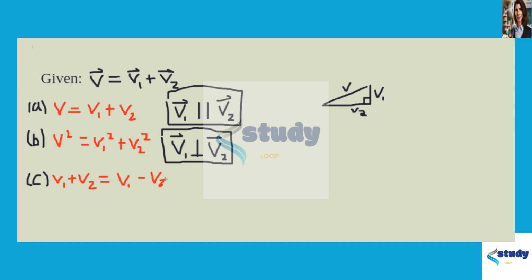Okay, now for v1 plus v2 to equal v1 minus v2, the only way that can be true is if v2 is equal to 0, okay? Because if v2 is equal to v1, then the left side would be 2v1, and the right side would be 0, so that can't be true. If v1 is equal to minus v2, the left side would be 0, but the right side would be minus v2, so that can't be true. So the only way for this to be true is if the v2 vector is equal to 0. Okay, box that in as our solution to part C.